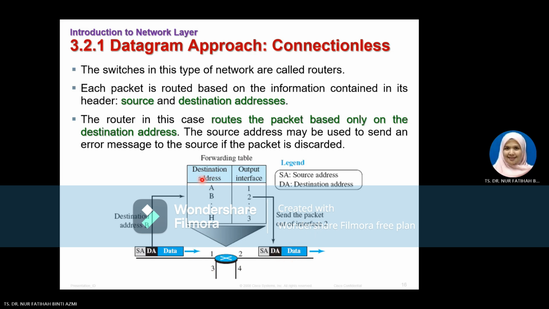So how to explain this figure? For example, the router receives the packet at one of the interfaces, here interface 1. It looks up the destination address B. In this forwarding table, the destination B should be forwarded to interface number 2. So the router forwards the packet through interface 2 without modifying any source or destination address.